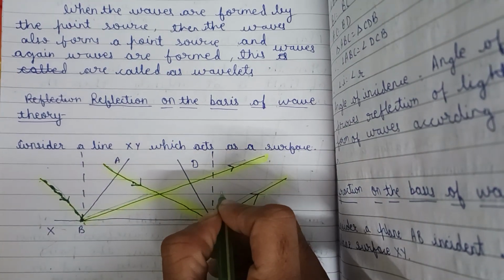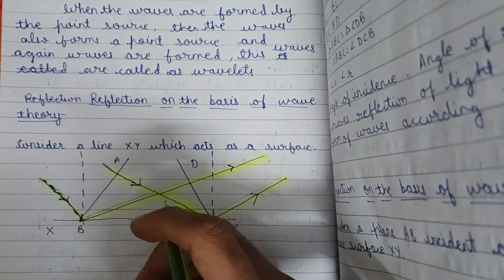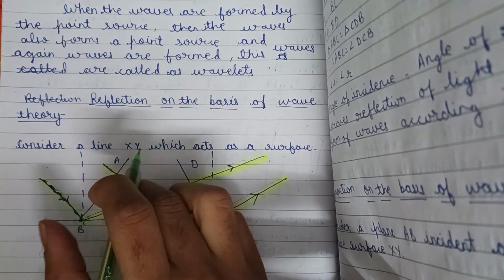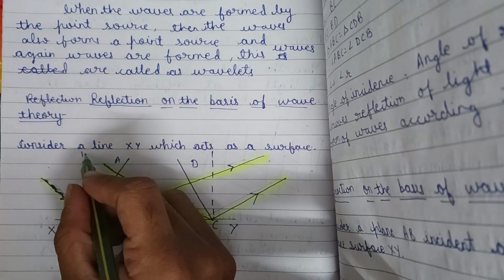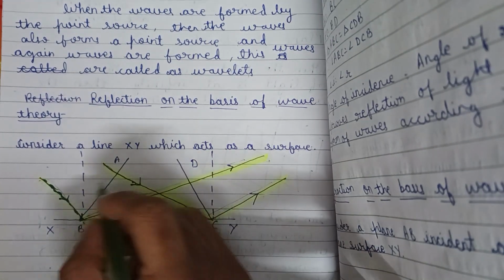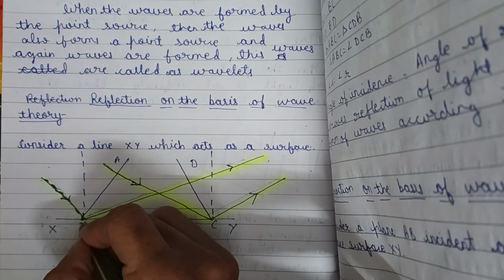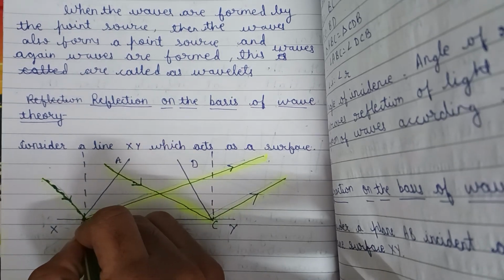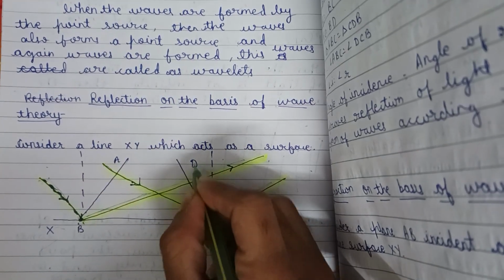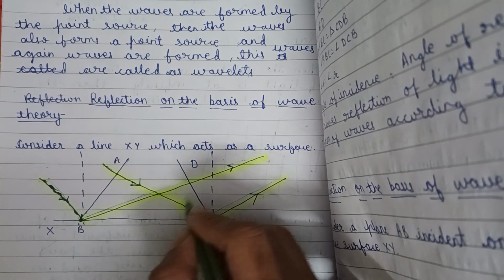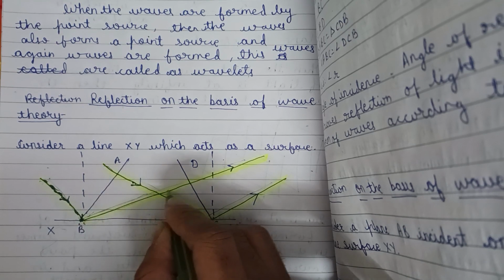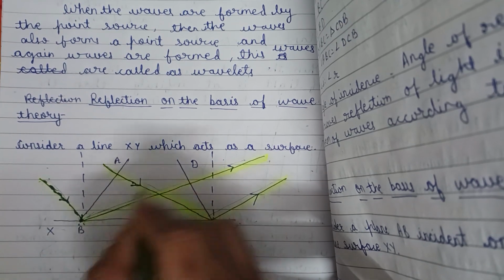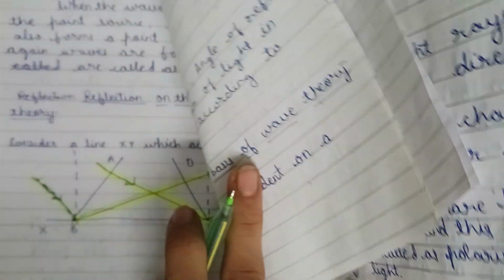We make this normal because we will make a wavefront, and we already know that a wavefront is always perpendicular to the light ray. That's why we made a normal, and after making the normal we made a wavefront. So AB is the wavefront of this light ray and DC is the wavefront of this light ray, which is shown as the highlighted region. This is the light ray, and AB and DC are the wavefronts.